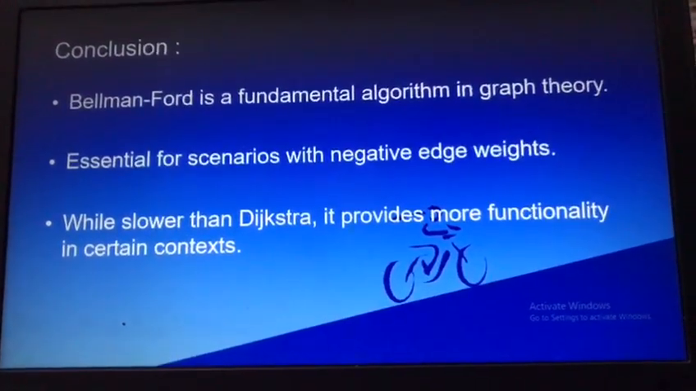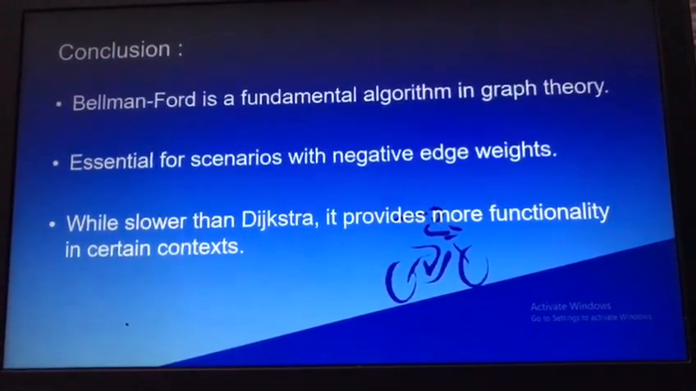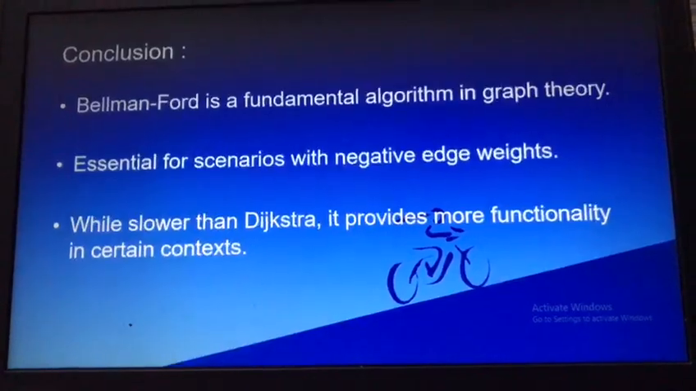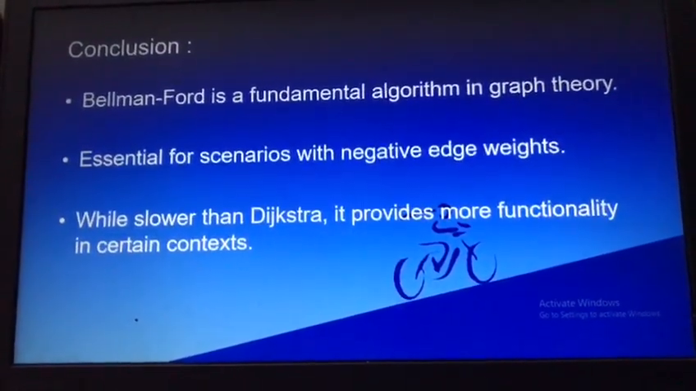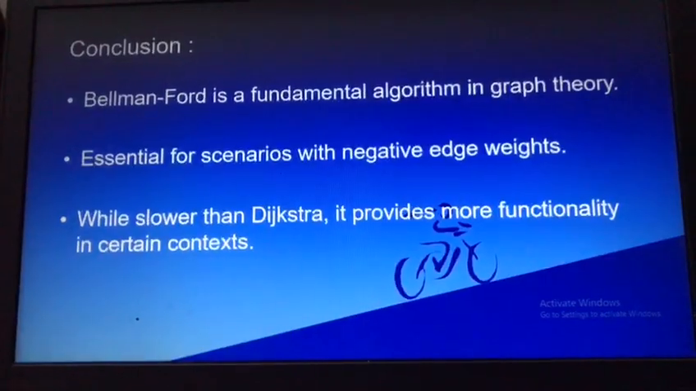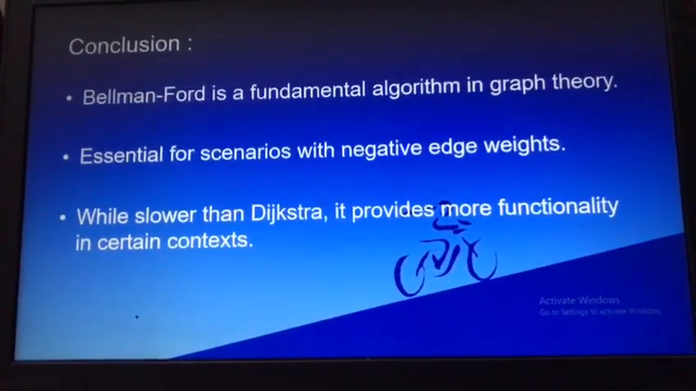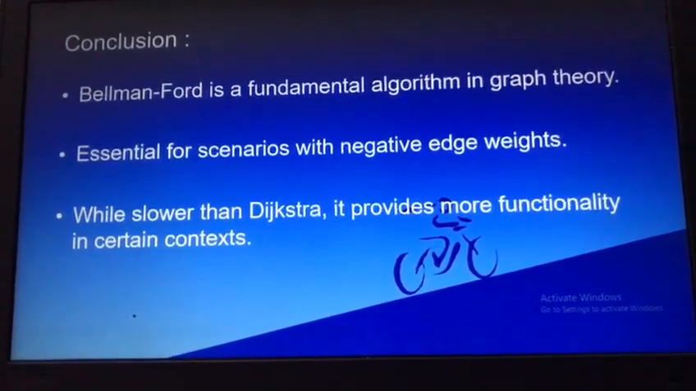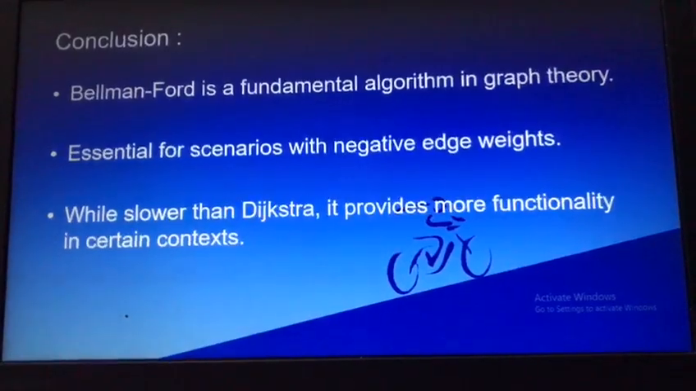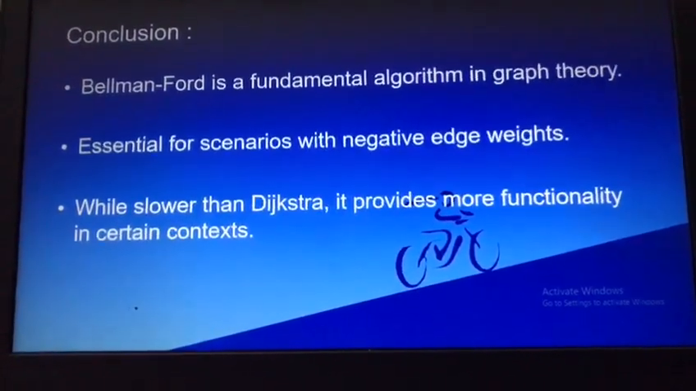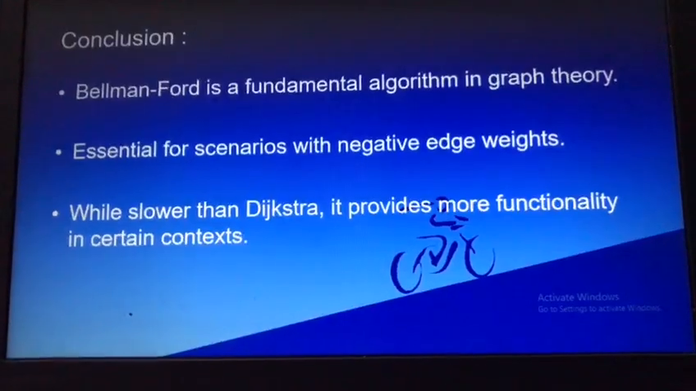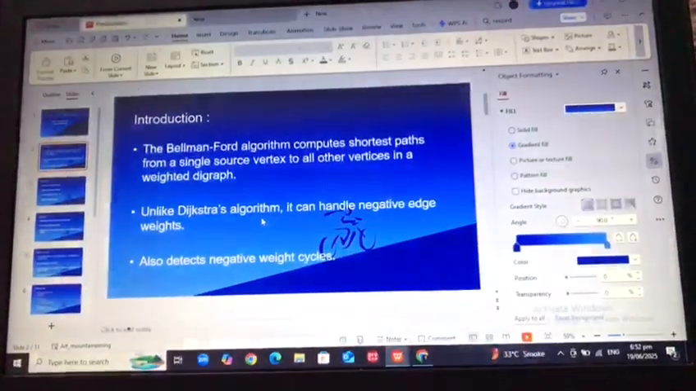And at the end we have the conclusion. Bellman-Ford is a fundamental algorithm in graph theory, essential for scenarios with negative edge weights. If we have negative edge weights, we can apply the Bellman-Ford algorithm and find the minimum distance from the source to the other nodes, but it is much slower than Dijkstra. That is the main disadvantage. It provides more functionality in certain contexts.